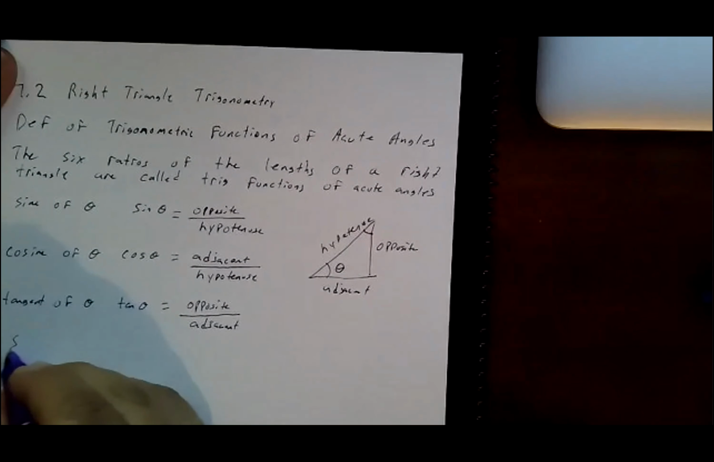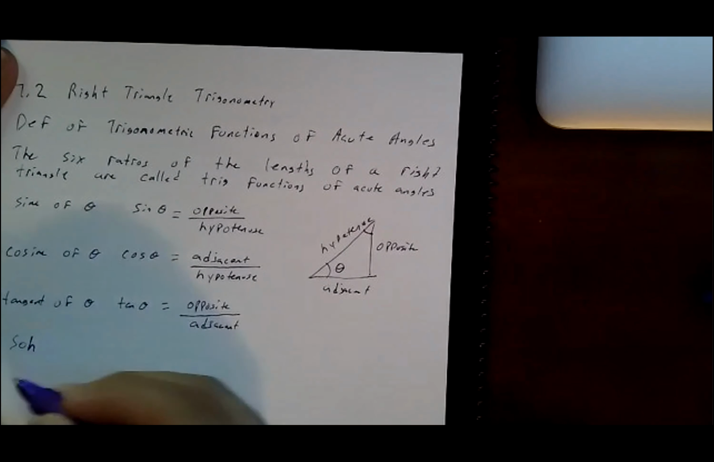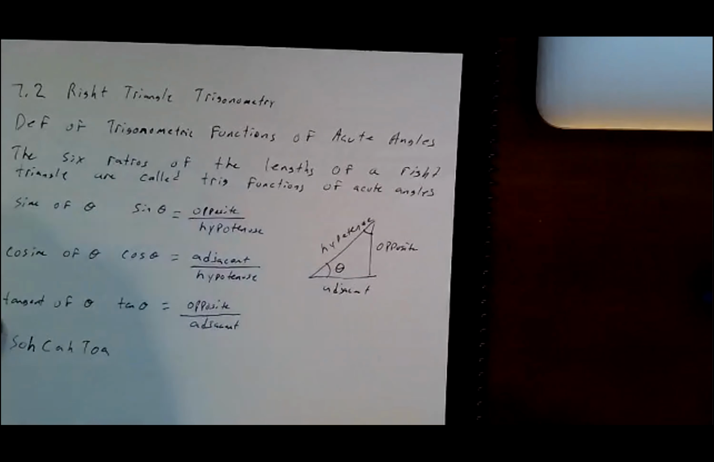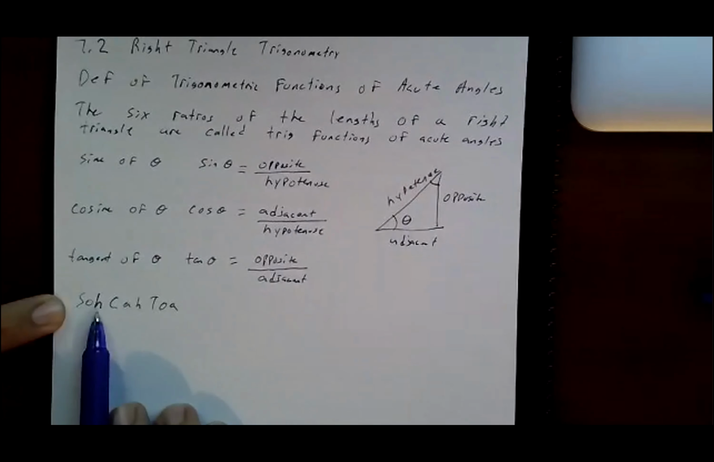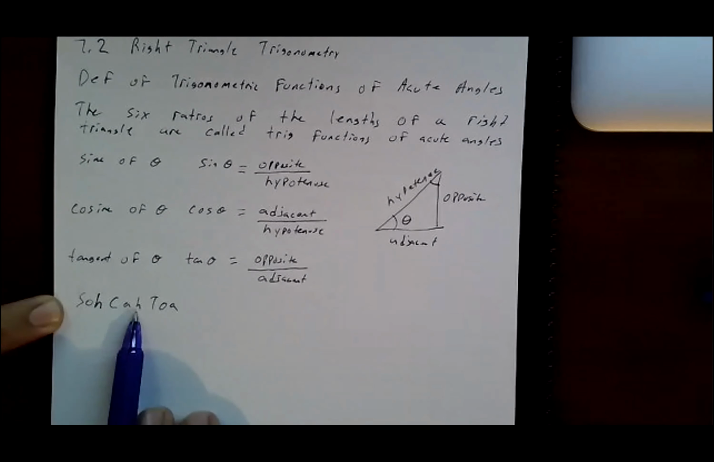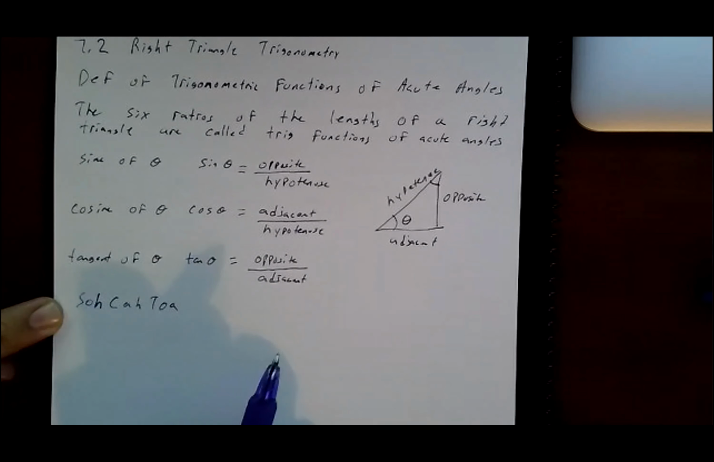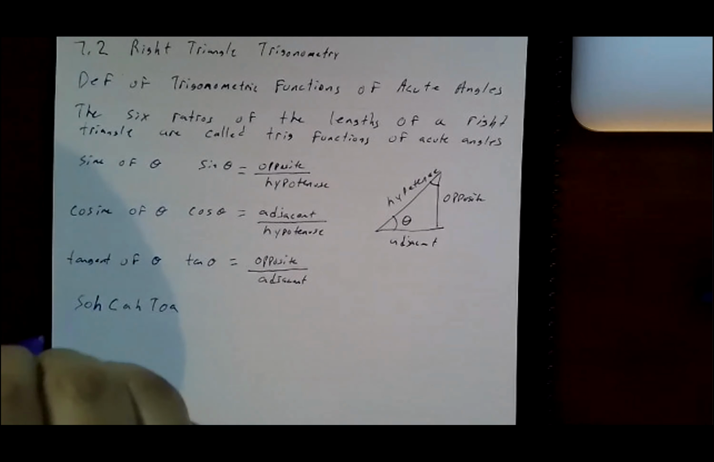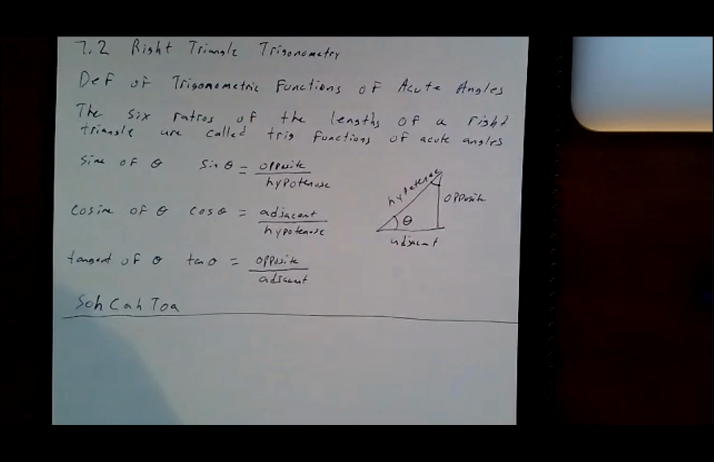And to sum all this up, my trig teacher would tell me SOHCAHTOA, so I wouldn't forget which one's which. So sine is opposite over hypotenuse, cosine is adjacent over hypotenuse, tangent opposite over adjacent. That way I can't forget. Okay. So those are my main 3 trig functions.